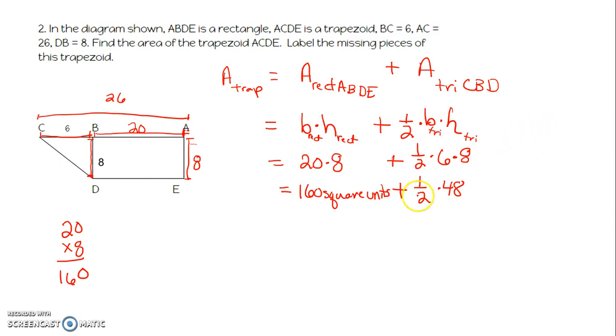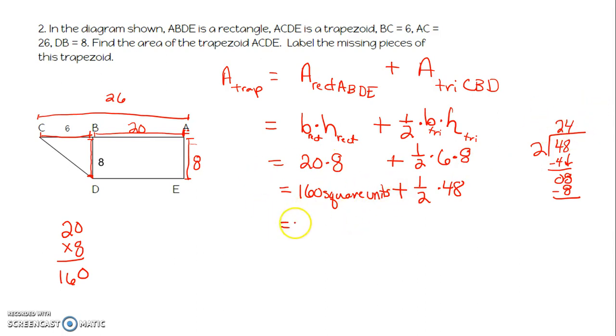You could always do half of 48 is the same as taking 48, dividing it by 2. 2 goes into 4 twice. 2 times 2 is 4. Subtract off. Drag down your 8. 2 goes into 8 4 times. 4 times 2 is 8. So half of 48 is 24.